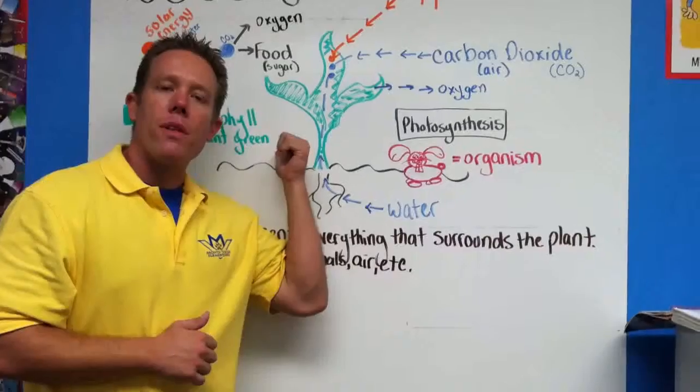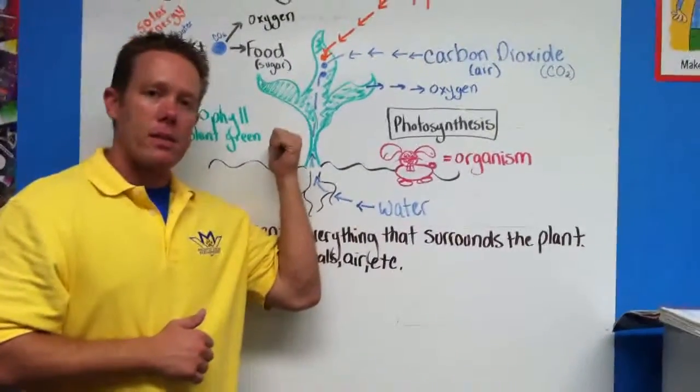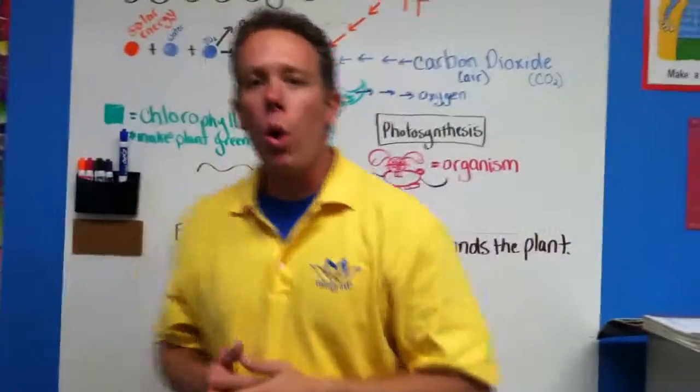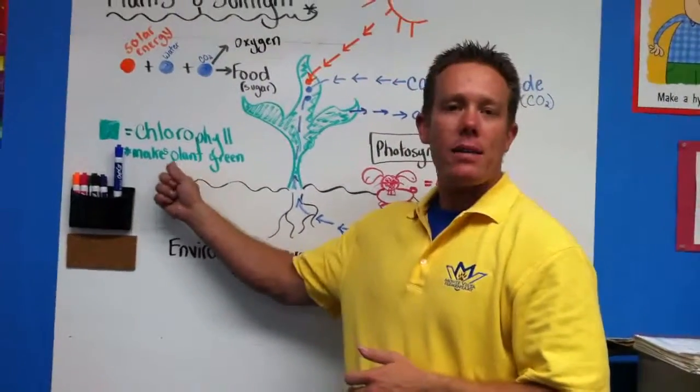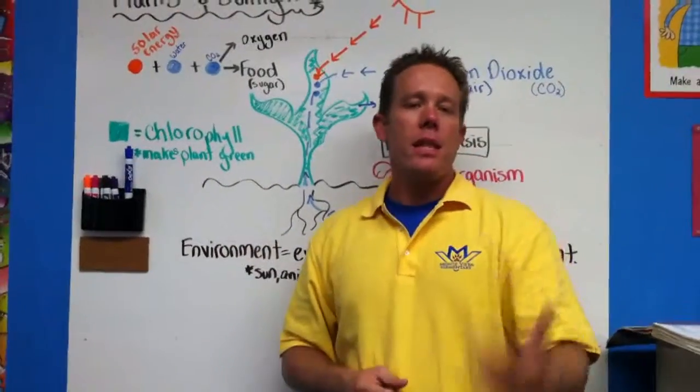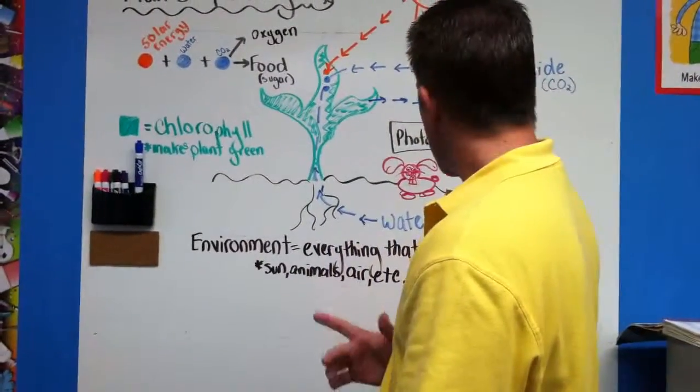You also need to know that there is a chemical in plants that makes plants green. That's called chlorophyll. So make sure that you see that in your notes. Chlorophyll is a chemical in plants that helps make them green.